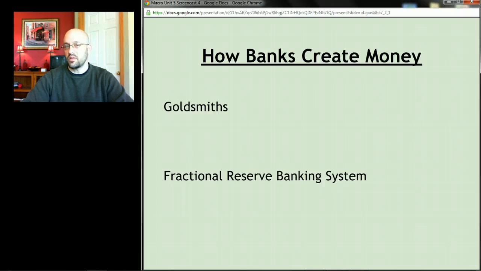Which means that when you go down to the bank and deposit $100 there, they don't keep all $100 in their vault. They only keep a certain fraction of that in their vault, and the rest of it they can do things with, like lend out. And it's the lending activity by banks that actually creates money in the economy, as we're going to see.